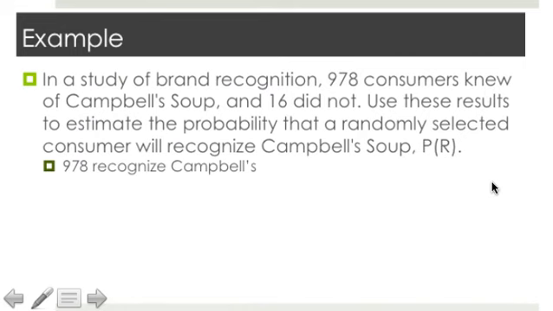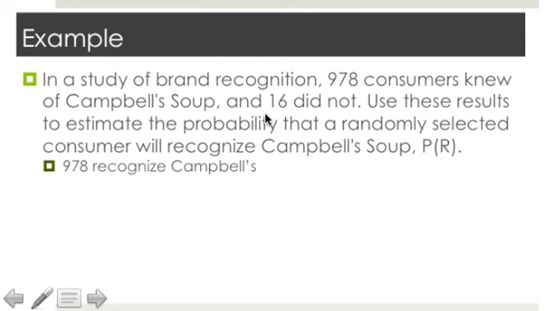Here's another example. In a study of brand recognition, 978 customers knew of Campbell's Soup, and 16 did not. We want to use these results to estimate the probability that a randomly selected consumer will recognize Campbell's Soup. So here's the idea. We have 978 who recognize Campbell's Soup. That's the probability that we're looking for. And there are 978 ways for this to happen in this particular example.